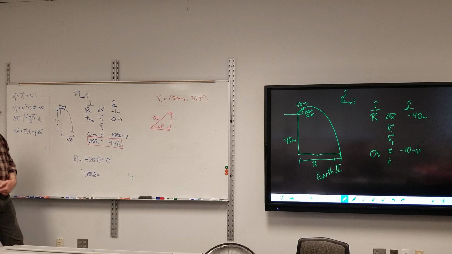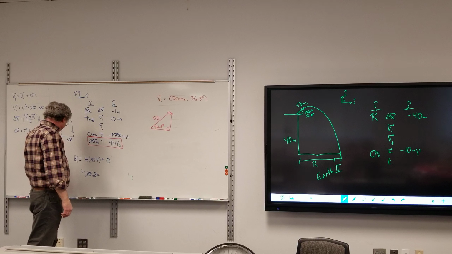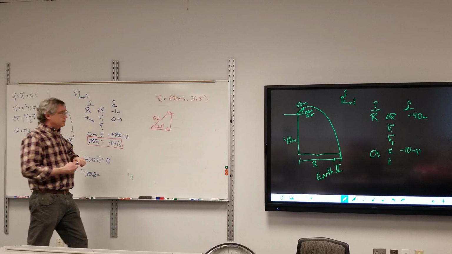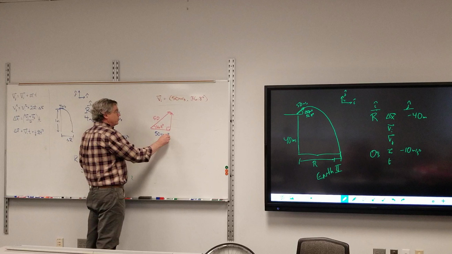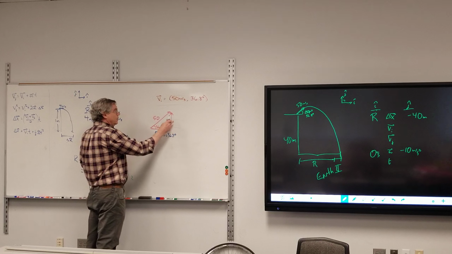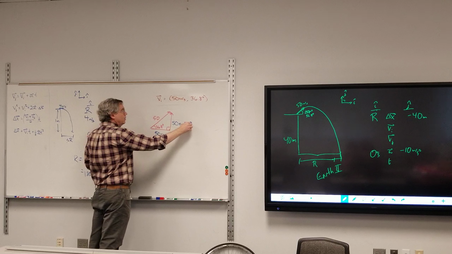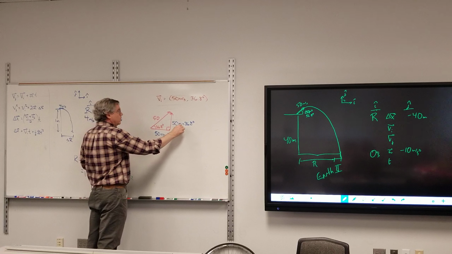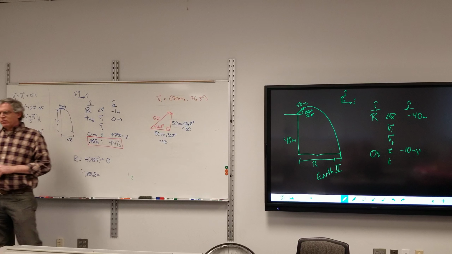Which trig function is associated with the adjacent side? Cosine. So this will be 50 times the cosine of 36.8 degrees. And the opposite side? Sine. And this is going to be somewhere around 40, and that will be somewhere around 30, if I pick the right angle.